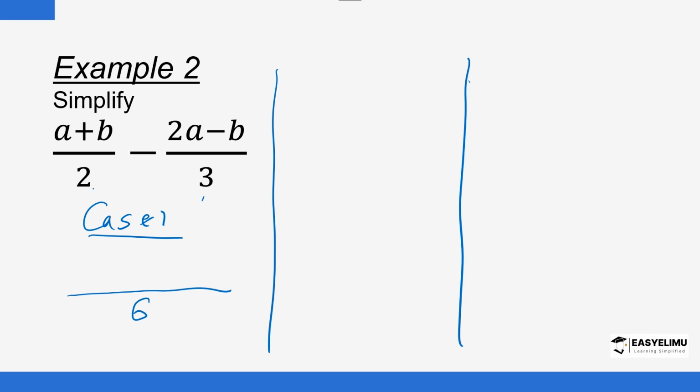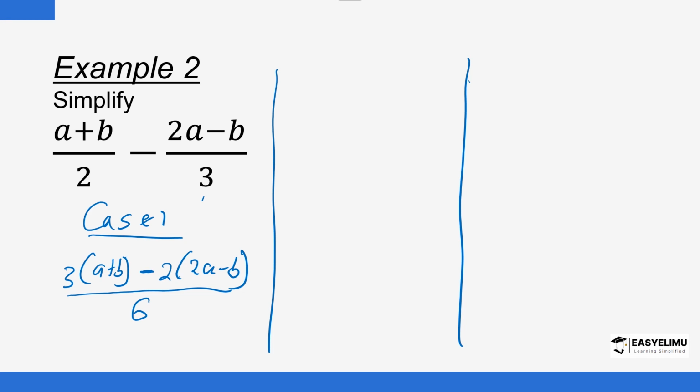So 6 here divided by 2 is 3. Then 3 is multiplied by the numerator up there. So 3 into a plus b. And then minus 6 divided by 3 is 2. 2 is multiplied by the numerator there, which is 2a minus b. So now you're supposed to open up these brackets.